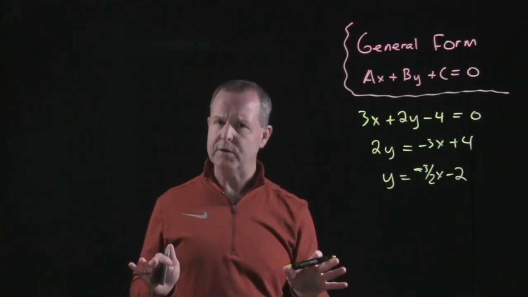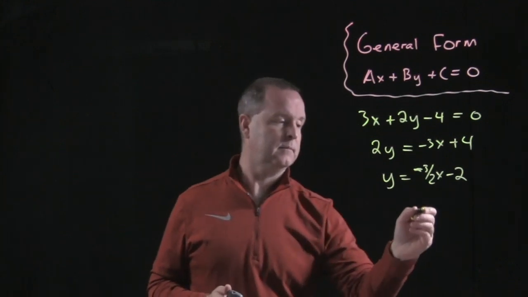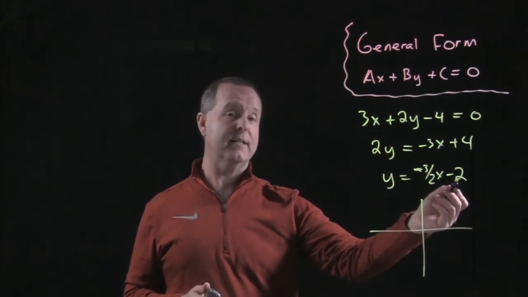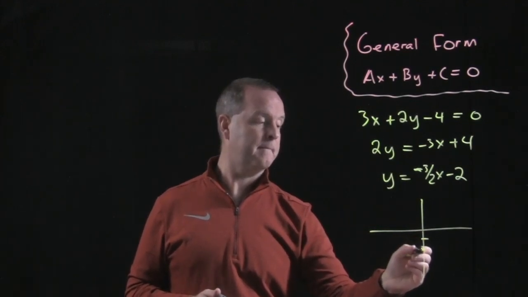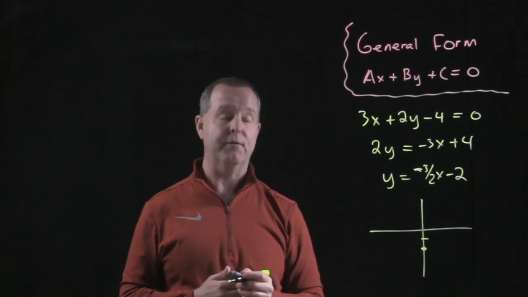And one reason why that might be useful is because we can graph that fairly easily, can't we? In fact, I think we've graphed it before. My starting point is negative 2. So I know it crosses the y-axis at negative 2. And my slope is negative 3 halves.